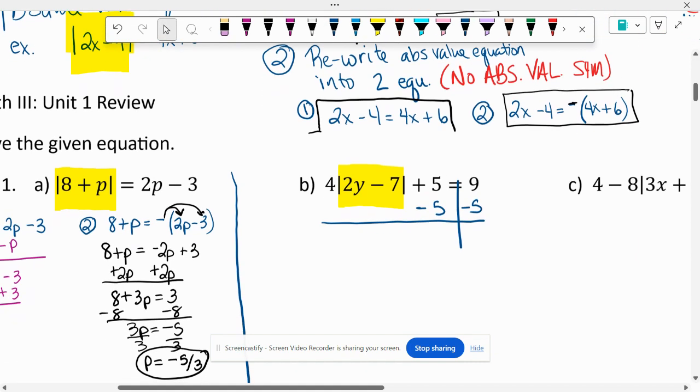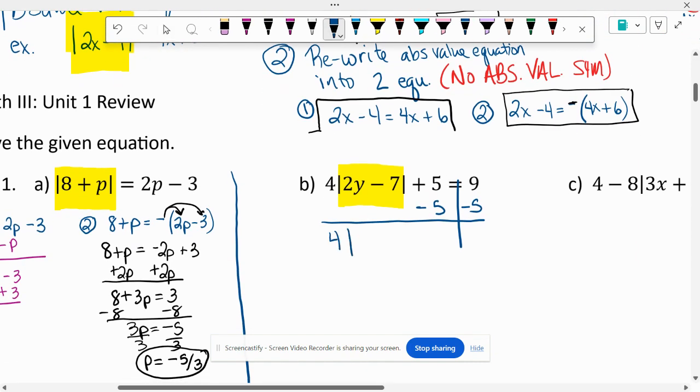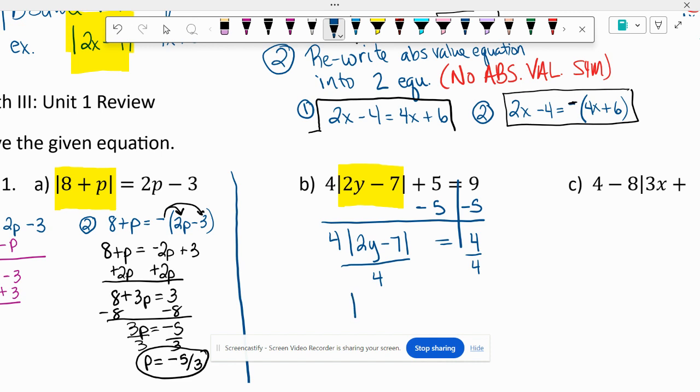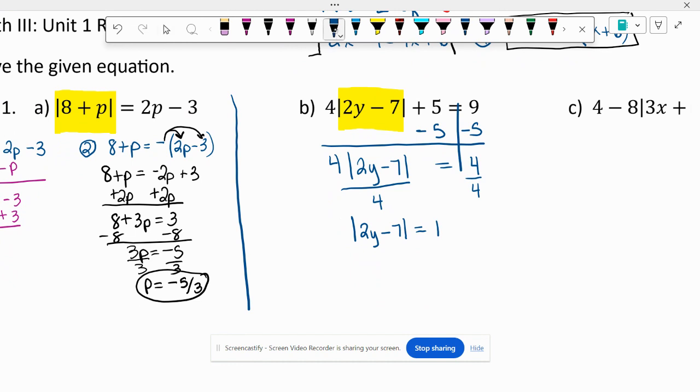Okay, so now I have 4 times the absolute value of 2y minus 7 equals, let's see, 9 minus 5 is 4. Now this says 4 times the absolute value. The only way to get rid of that is to undo multiply, and the undo of multiply is divide. So now I have the absolute value of 2y minus 7 equals, let's see, 4 divided by 4 is 1. So the only thing that I have on the left side of the equation is the absolute value sign. So the absolute value is isolated.